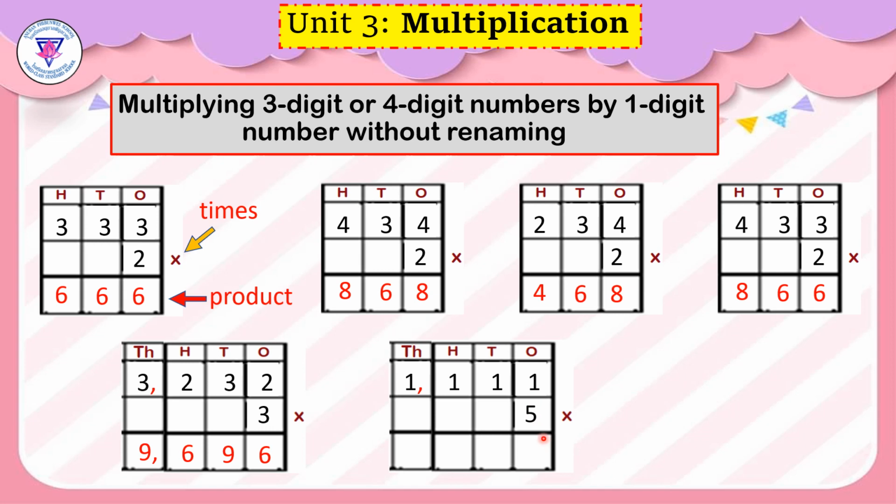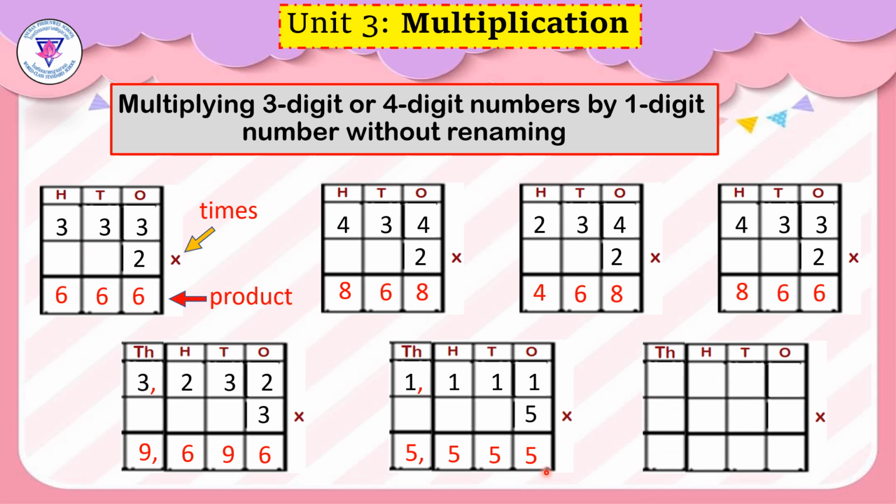Let's proceed to the next example, which is 1,101 multiplied by 5. It's very easy because the given numbers are all 1. 1 times 5 is 5. 1 times 5 is 5. Then 1 times 5 is 5. And the last one is 5. So the answer is 5,555.